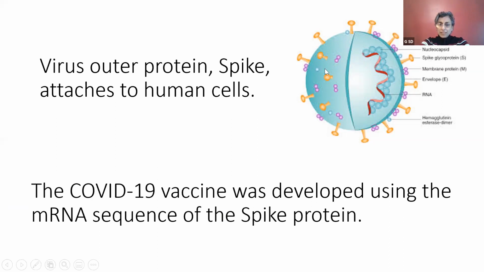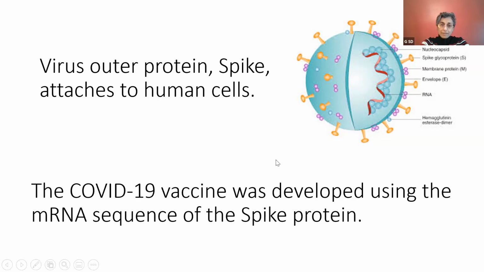So this is the outer coat of the virus. Inside, the genetic material of the virus is a single-stranded messenger RNA. Ashini talked about DNA in our human cells. That is our genetic code. The virus uses mRNA as the genetic code to encode for its proteins. So the COVID-19 vaccine was developed using not the entire virus mRNA, but just a part of the virus mRNA that encodes the spike protein.